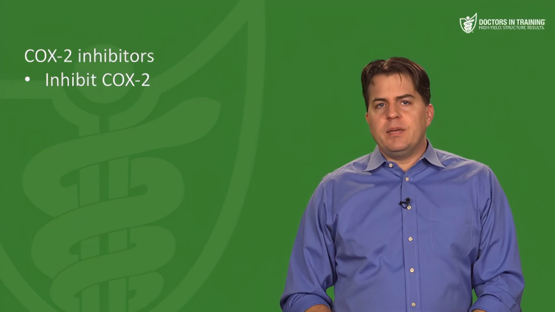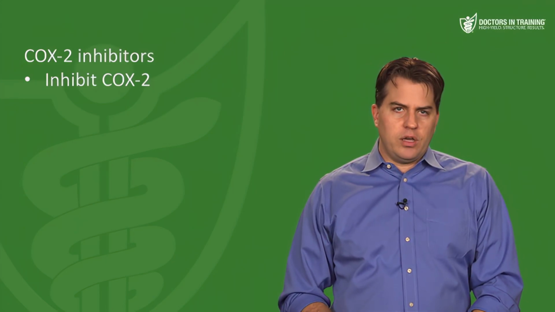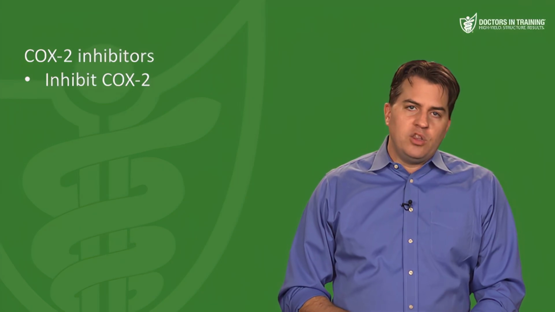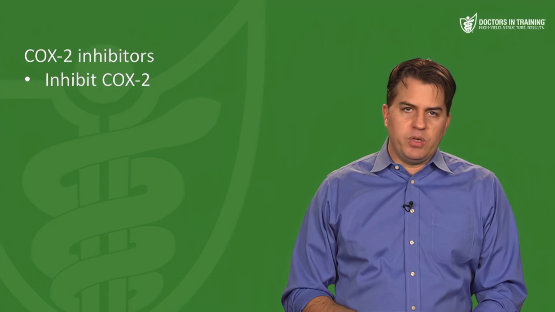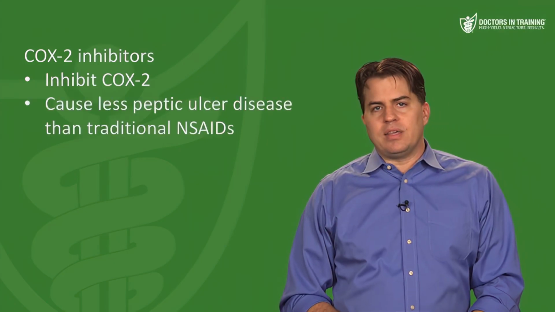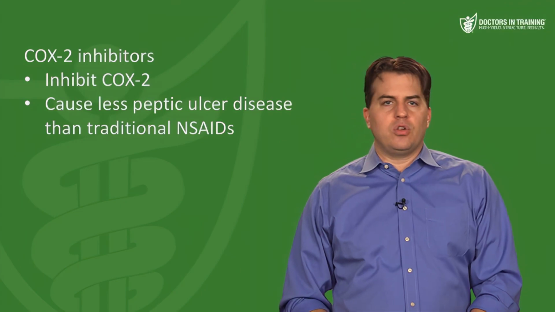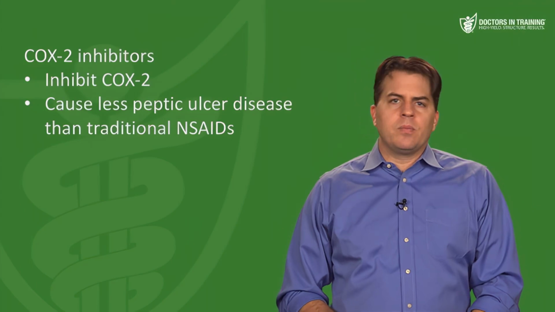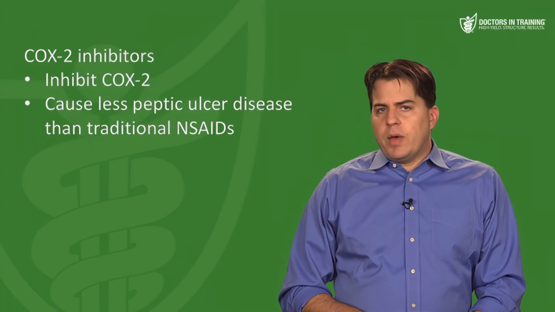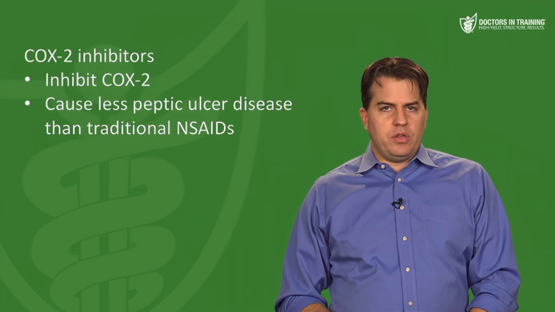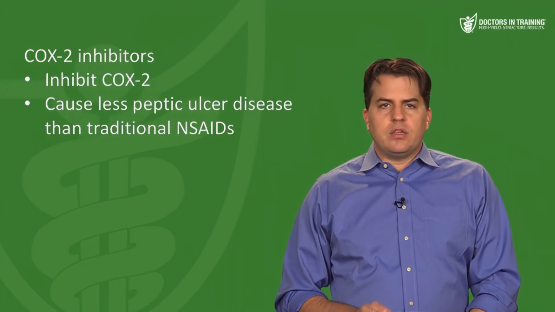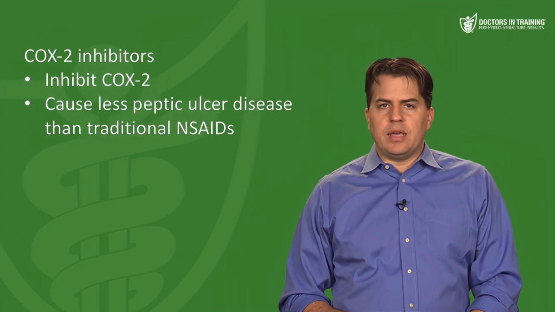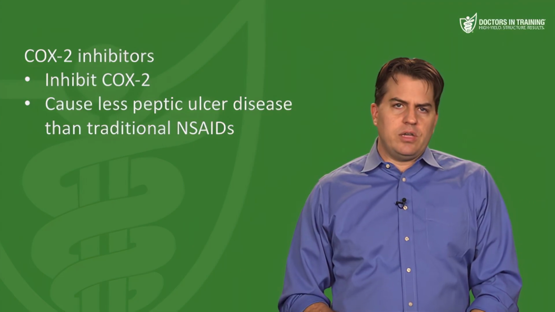COX-2 inhibitors specifically inhibit the COX-2 form of cyclooxygenase, which is found in inflammatory cells and vascular endothelium. COX-1 is what helps maintain the gastric mucosa and generates prostaglandins to protect the gastric mucosa. So COX-2 inhibitors will cause less peptic ulcer disease than the traditional NSAIDs because they're not affecting the COX-1 in the stomach. But notice how I said less peptic ulcer disease and not zero peptic ulcer disease.